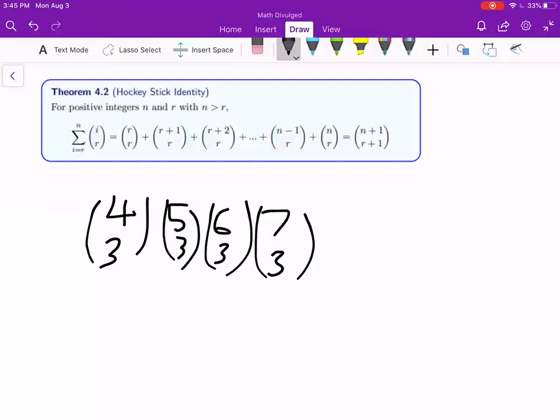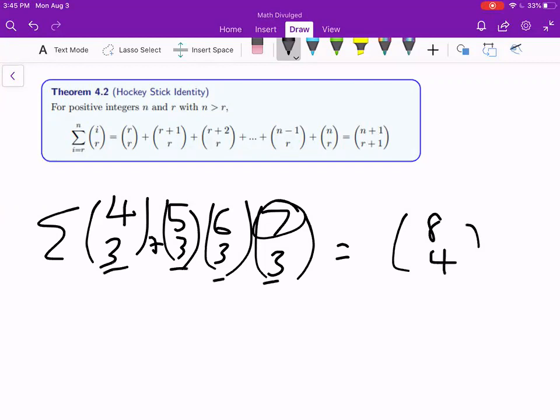And we add all these up, or summation, because I don't want to write plus signs. This is equal to, so we take the greatest number, which is 7. We increase that by 1, 8. And then we take the number that we're choosing, 3, and add 1, and that's 4. And this is the hockey stick.